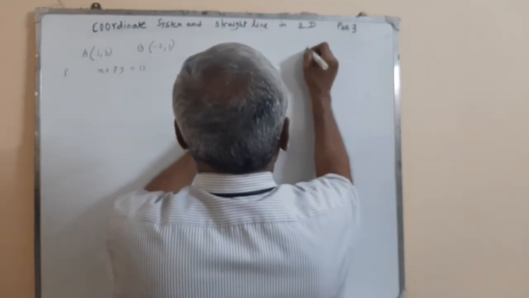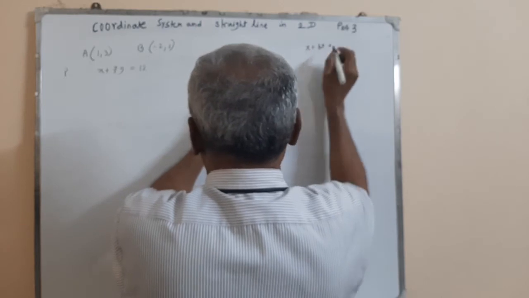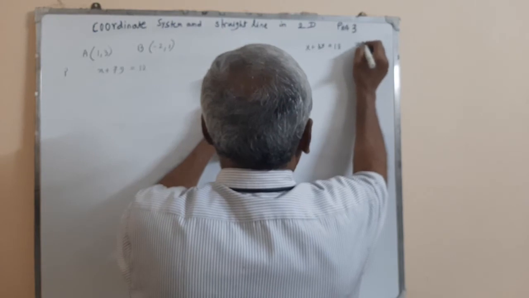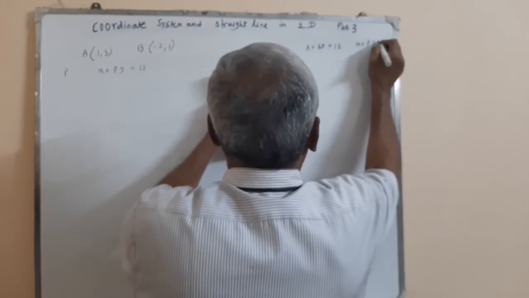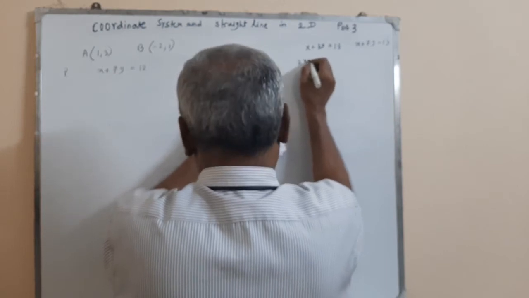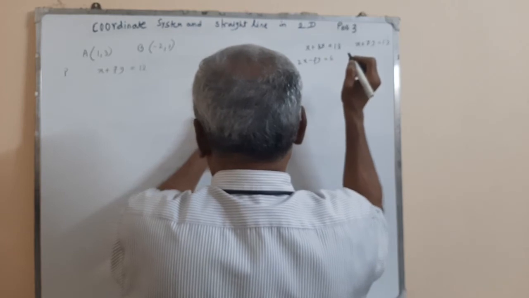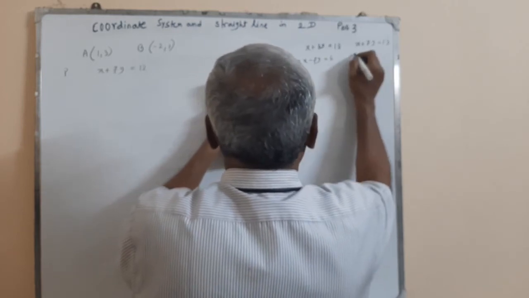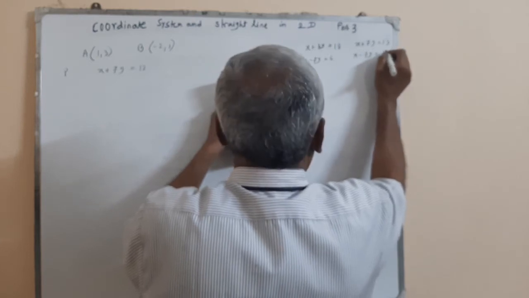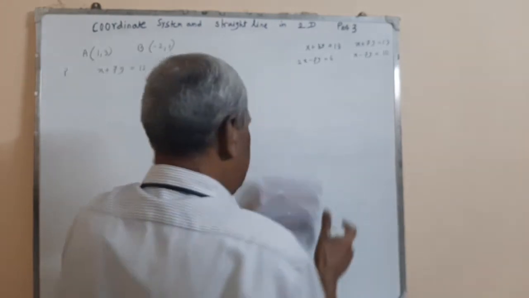x plus 3y is equal to 18. x plus 7y is equal to 13. 2x minus 7y is equal to 6. And x minus 7y is equal to 10. Yes.